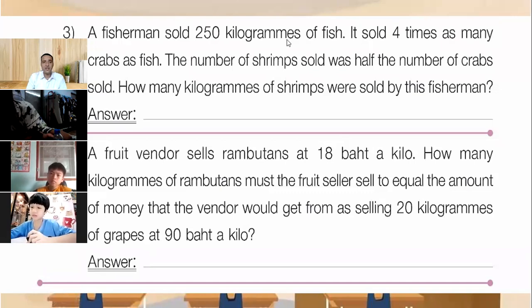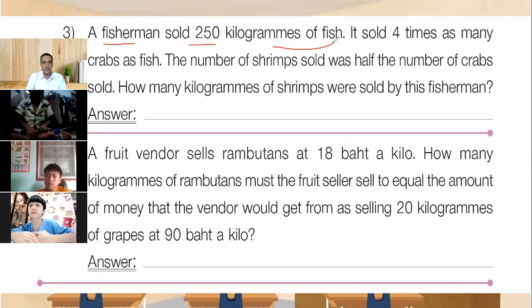So here the information given to us: a fisherman sold 250 kilograms of fish, okay? Now, this is one information, right? Then it sold 4 times as many crabs as fish, okay? So here you can see the fish, how many kilograms of fish they sell? 250. And the crabs, how many they sell? Four times as many as fish, okay? Now this is the second information.